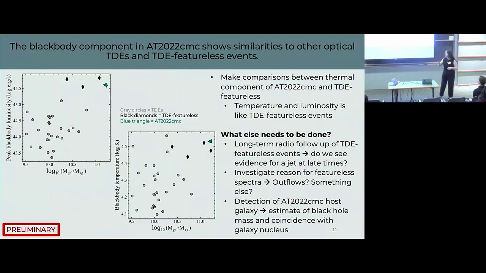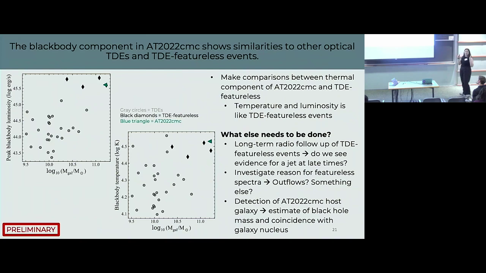So this is very preliminary. Once we do all of that fitting and account for the non-thermal component, we can look at comparing this thermal component of 22 CMC to the other TDEs, the non-jetted TDEs discovered by ZTF. We do find that 22 CMC is pretty consistent with these other featureless events, which are the black diamonds. I'm showing the temperature and the luminosity here. So this is the luminosity and the temperature as a function of black hole mass.